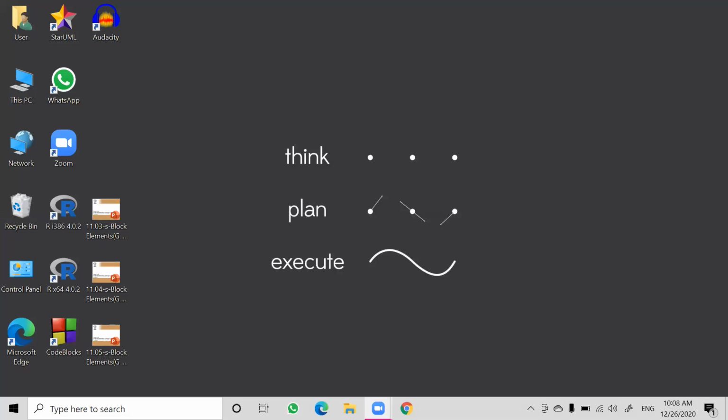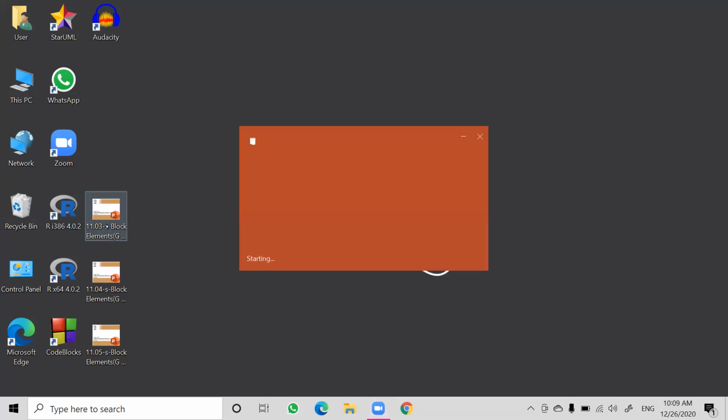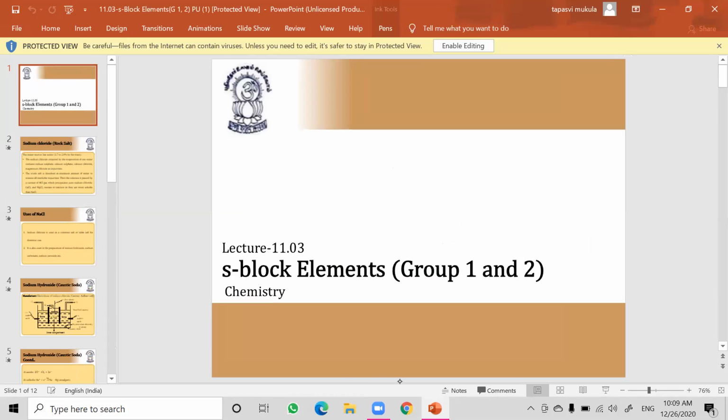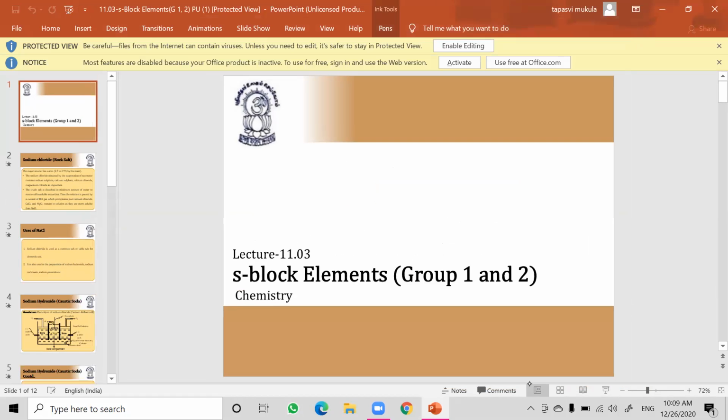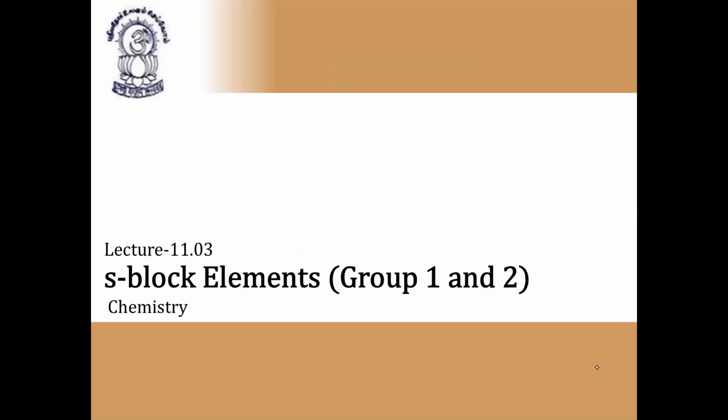Now we are in lecture 3 of S block elements. In this lecture, we are going to discuss more topics about S block elements. Please listen carefully. In S block elements, we are discussing only group 1 now, and in the coming sessions, we'll do group 2 also. All these are very important from the examination point of view.